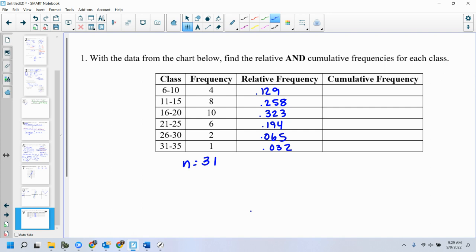What should you get if you add up all of your relative frequencies? 1, right? So you can kind of spot check that and say, okay, I'm going to add up these relative frequencies. If I get like 1.5, you did something wrong. You punched something in wrong.